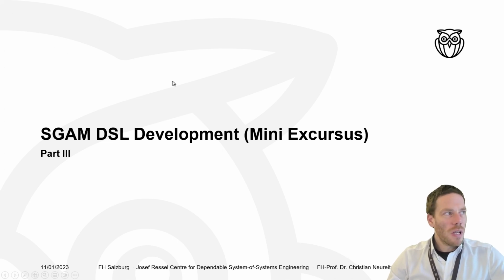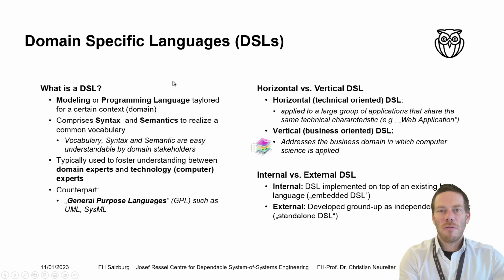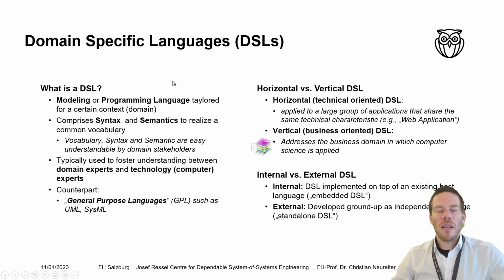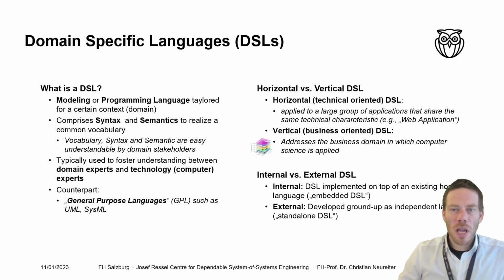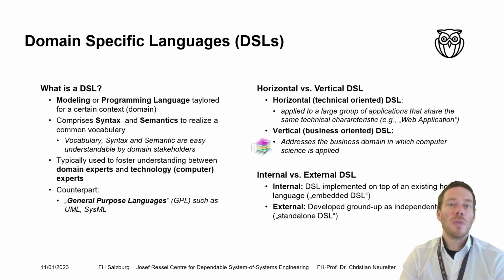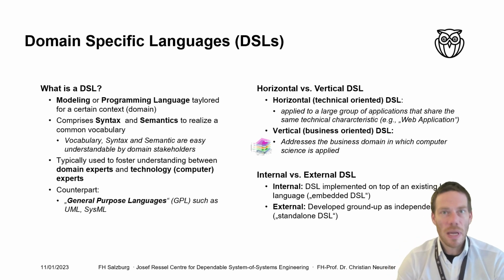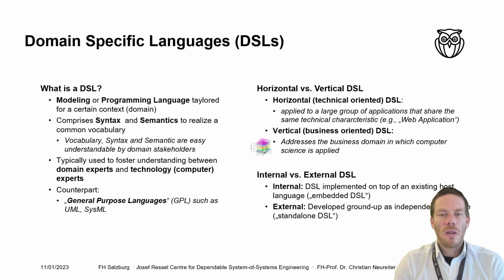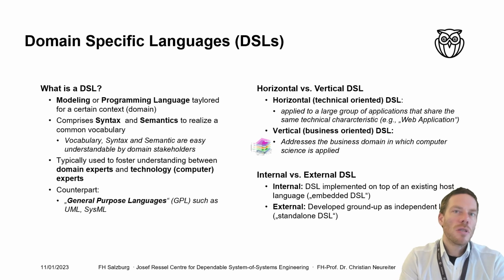Okay, so first of all, let's start with some fundamental definitions. So what is a DSL? Well, a DSL can be a programming or a modeling language which comprises syntax and semantics and which is specified or developed to fit a specific purpose, like to fit a specific domain, like an application domain. The opposite of a domain-specific language would be the general purpose language, which is, for example, UML or SysML. Both are languages that could be applied in every domain.